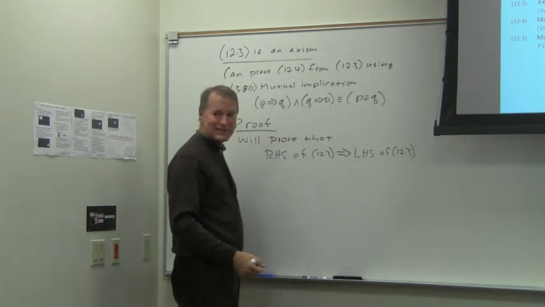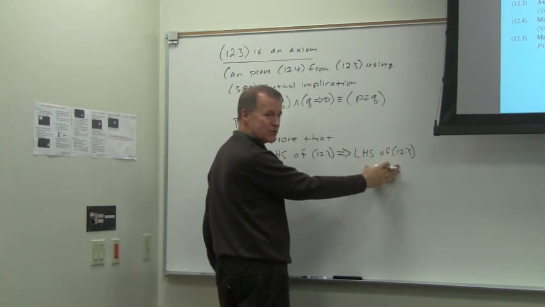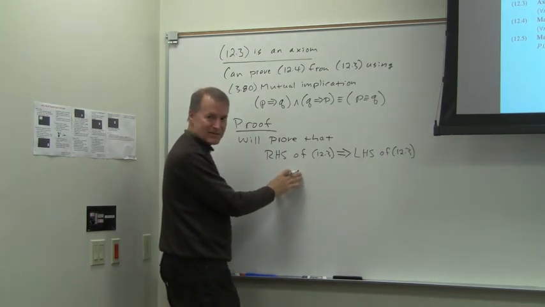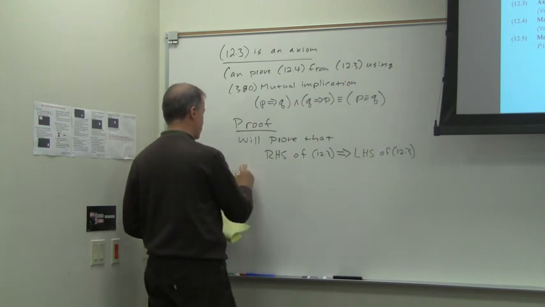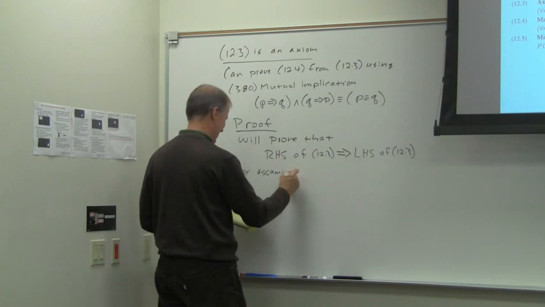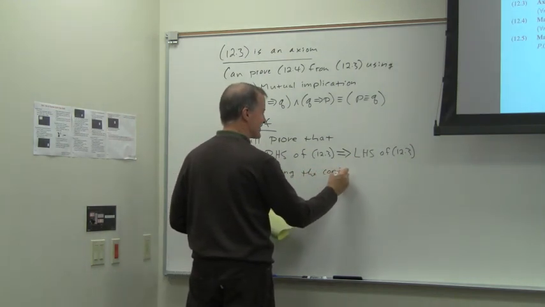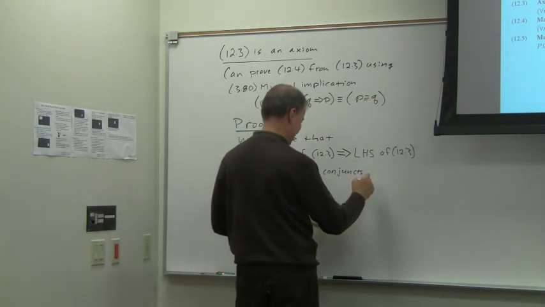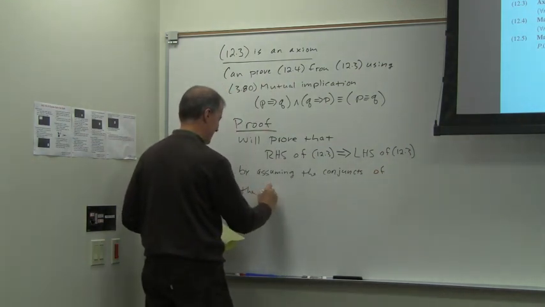Assuming the conjuncts of the antecedent. So what will we do? We'll start with the left-hand side and we'll get it to true. And in the process of getting it to true, what can we use? The right-hand side as if it were a theorem, right? Now we say the conjuncts of the antecedent, even though there's only one. Always assume true.